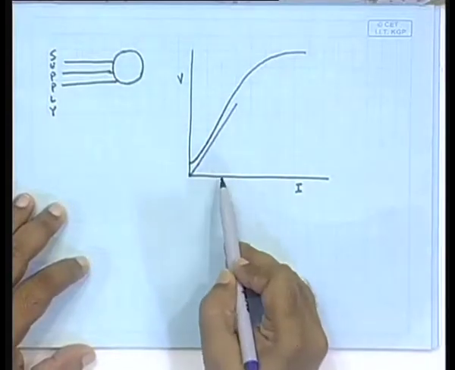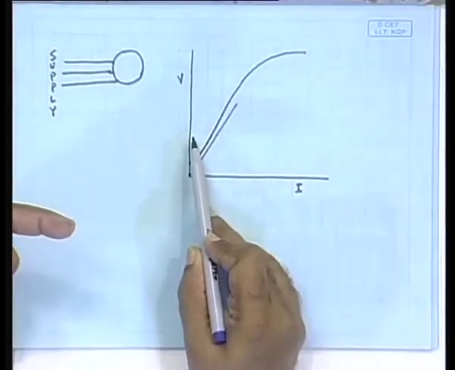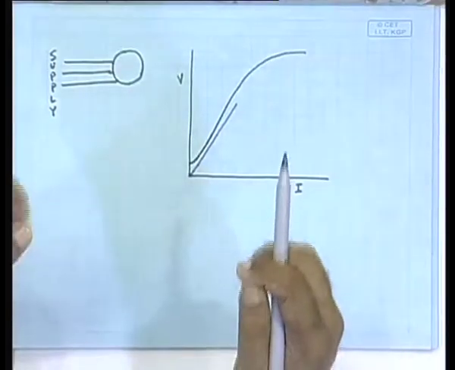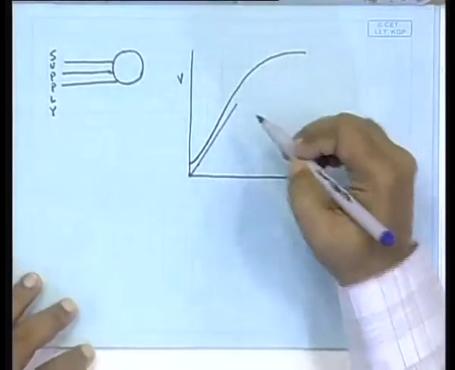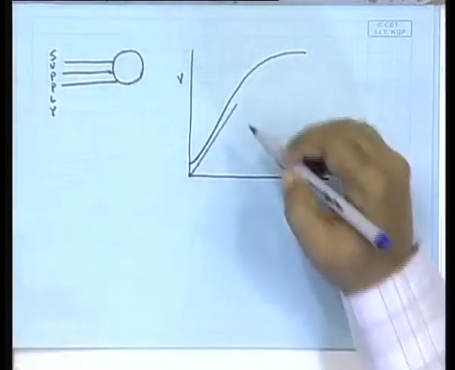So, for a specific value of the current that you pass through the capacitor, a specific value of the voltage will be across it. So, that is its characteristic. It is a linear characteristic. Capacitor is a linear element.